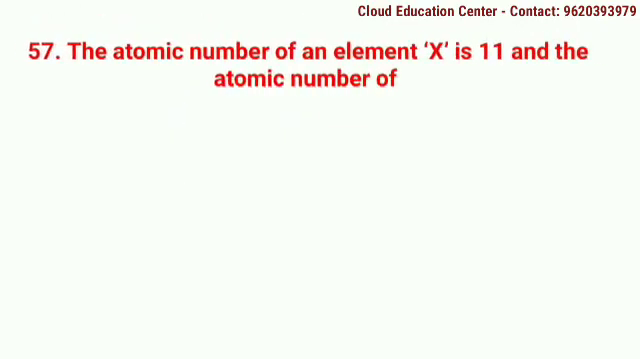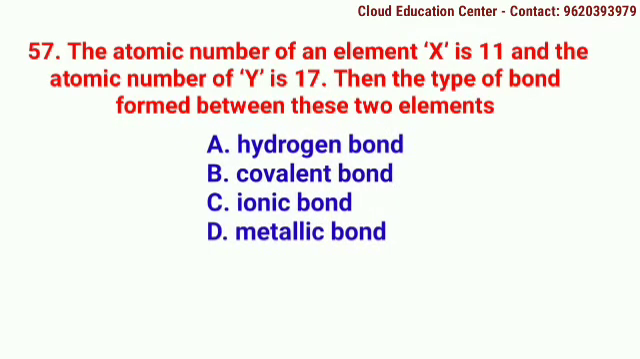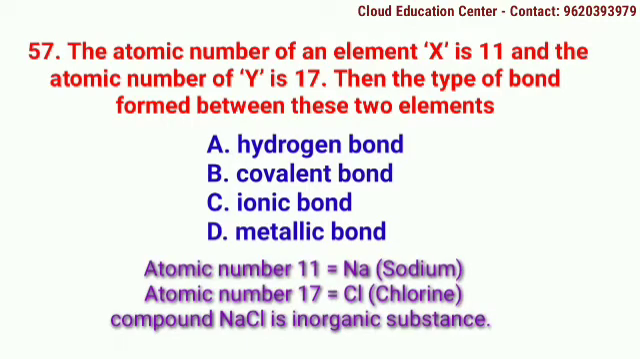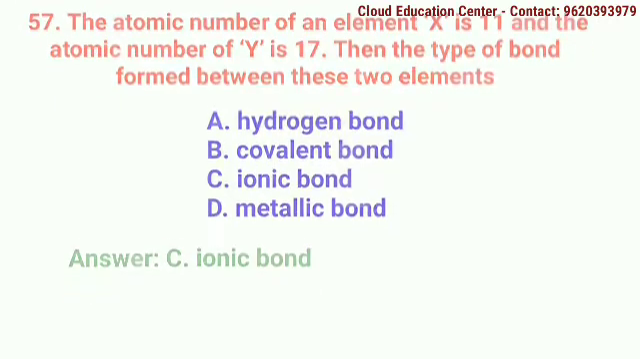The next question is, the atomic number of an element X is 11 and the atomic number of Y is 17. Then the type of bond formed between these two elements. Based on this information, atomic number 11 belongs to sodium and 17 to chlorine. If both combine, they form sodium chloride, an inorganic compound. So based on this information, option C, ionic bond is the correct answer.